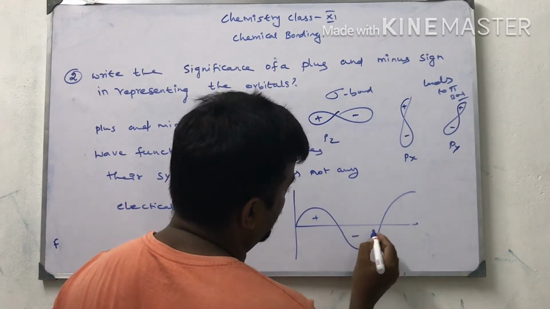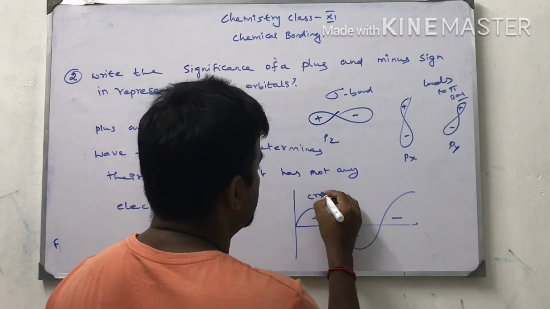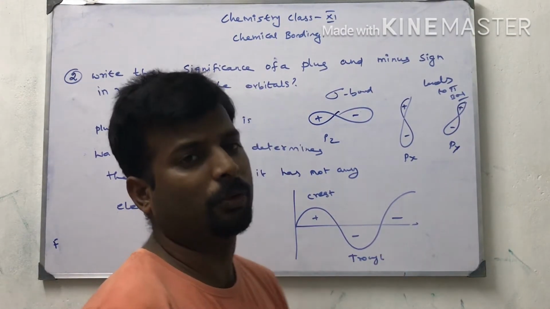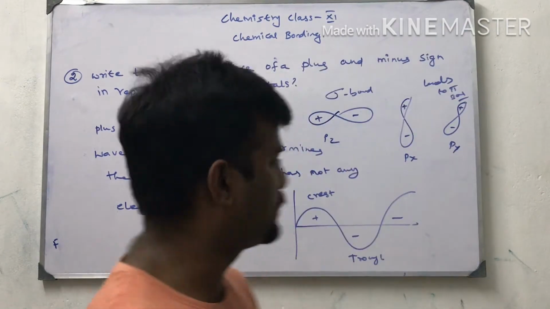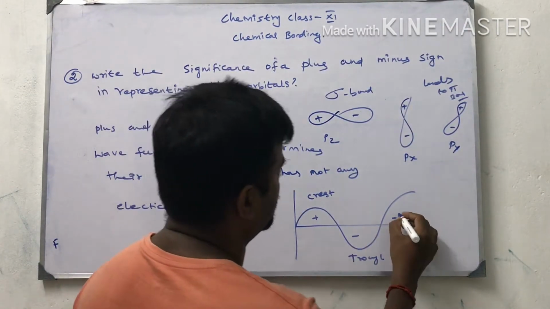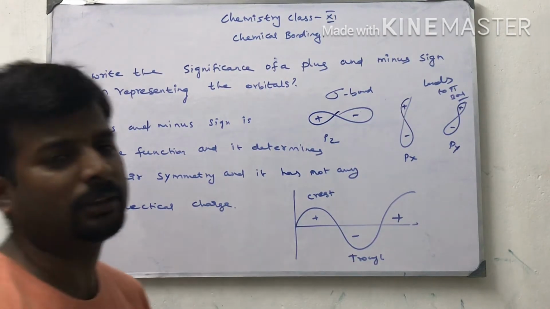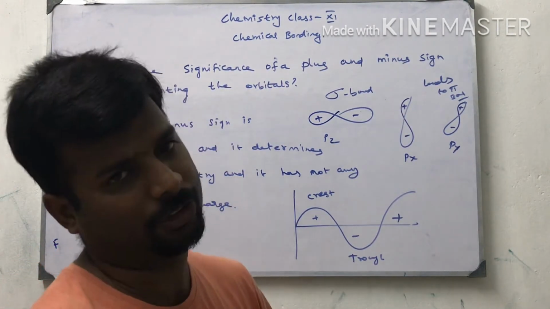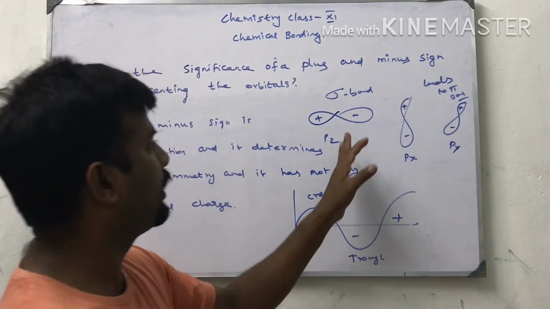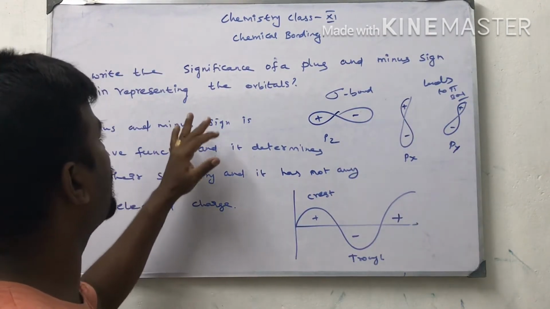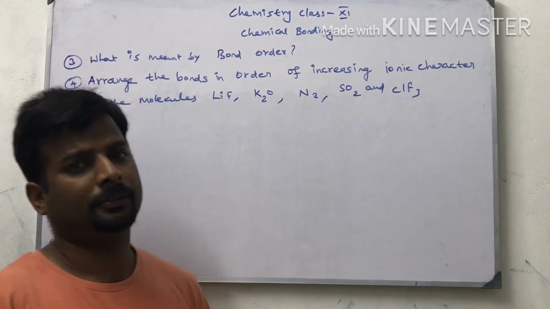What is the wave function? This is the crest, which is plus, and the trough, which is minus. So electrons move like waves. Crest is the positive sign and the trough is the negative sign. Like that it will move. This is just a wave function which has no meaning of electrical charge. Okay, we can write it in the orbital like this. This is the exact answer for this question.